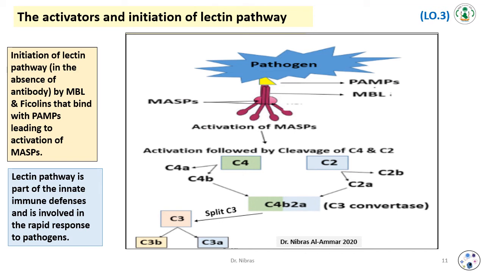C2a binds with C4b to form a complex structure called C4b2a. It's the C3 convertase, which activates splitting of C3 into C3a and C3b. As you see here, the lectin pathway is similar to the classical pathway, but the difference is the initiation will be with MBL and MASP, while in the classical pathway it is with C1q activation. Okay?